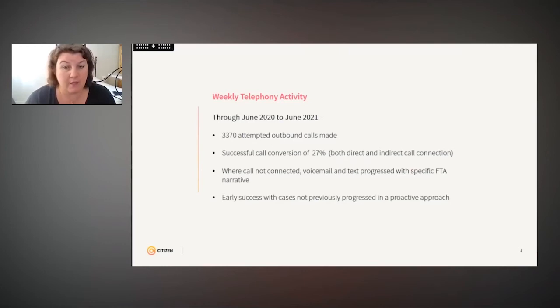Where a call wasn't connected, voicemails and text messages were progressed, and they had specific former tenant arrears narrative attached to them, being quite clear with the customer about the reason for the call. We did have some early success with cases that hadn't been previously progressed in a proactive manner, where just because we'd rung and made contact with them, a certain chunk of customers were expecting a call from us at some point and had actually been surprised that we hadn't engaged with them in a more proactive way. So we did have, in the first few months, quite a few little windfalls of customers who settled the entire debt at the point we asked for it, which was quite nice.